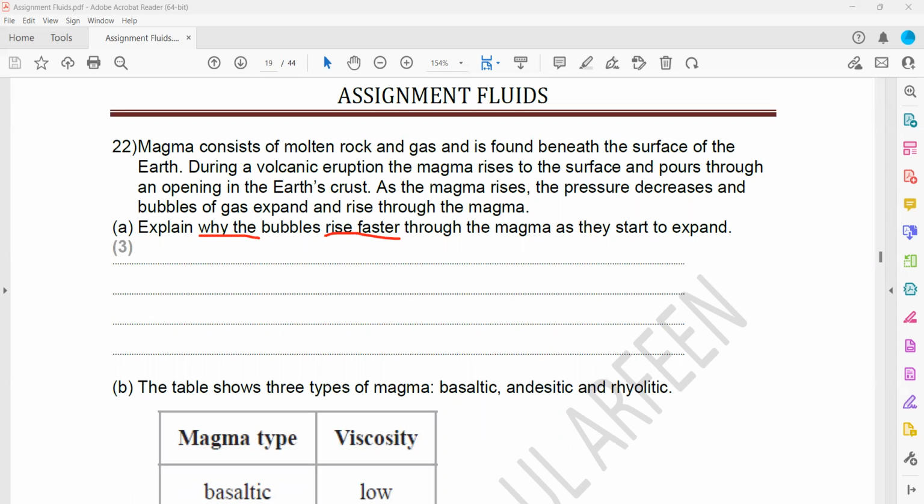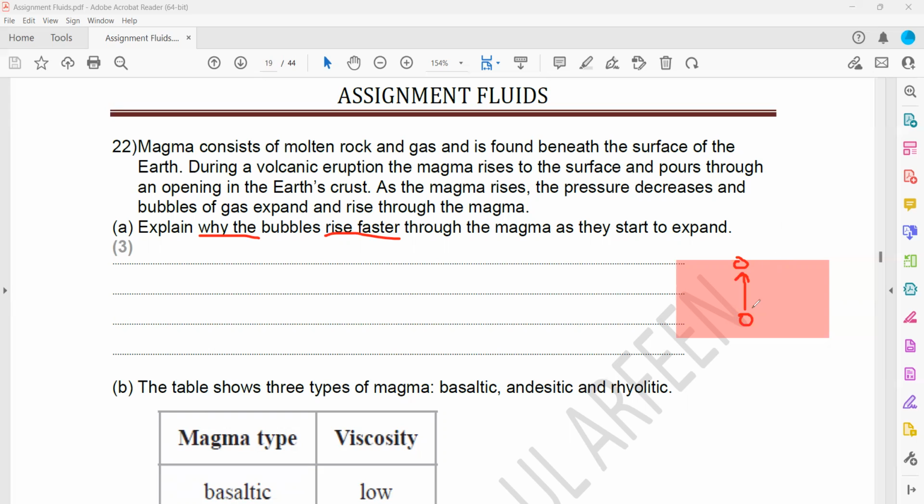As I mentioned here, for example, this is a magma. And they mention that during a volcanic eruption, as the magma rises to the surface and pours through an opening of the earth's crust, as the magma rises, the pressure decreases and the gas bubbles expand and rise through the magma. There's a gas bubble, but as the pressure decreases, this gas bubble starts to rise in the magma. We have to explain why.